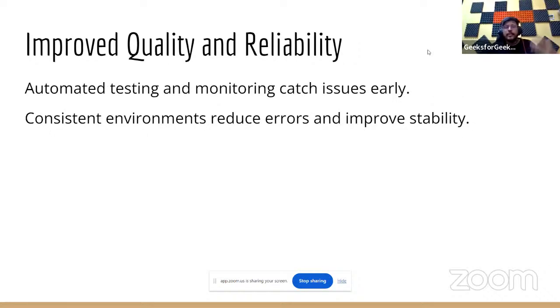It also helps improve code quality and reliability. In the DevOps pipeline we have something called a testing phase. Whenever you write something new, like adding a new feature or fixing a bug, it has to pass through this testing phase. If something is breaking your application, that part of the code will not be deployed to production.